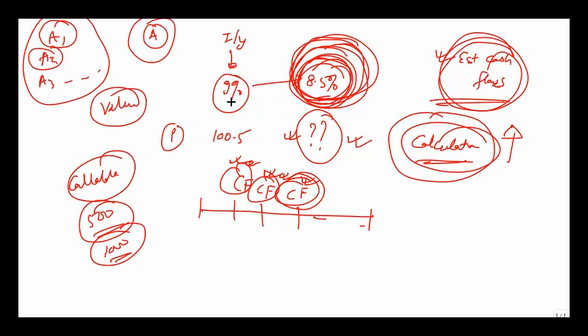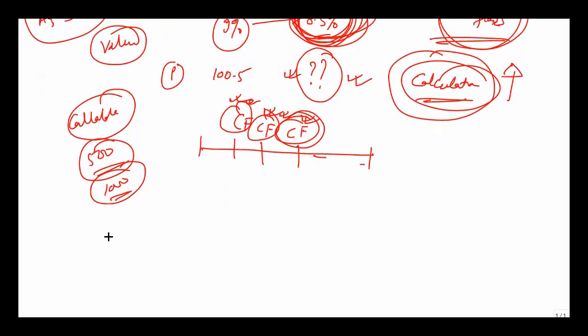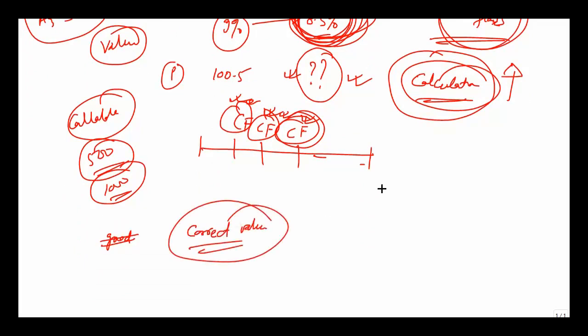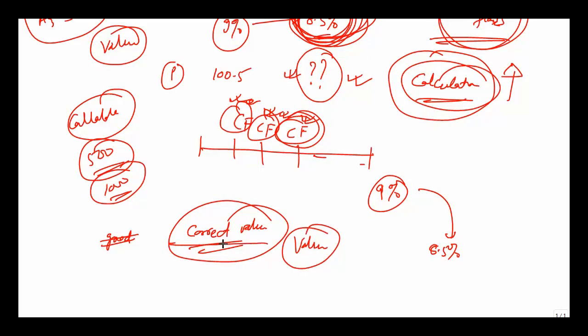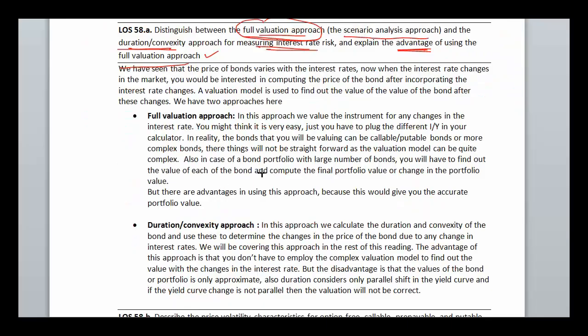But nevertheless, the full valuation approach gives you a correct value. That means if the interest rate is 9% and it goes down to 8.5%, what will be the value of my portfolio? Using full valuation you get the correct value, but it is complex. The mathematics and computation are much more involved. You get the accurate value, which is the advantage, but if you have a large portfolio, you have to compute for each bond.